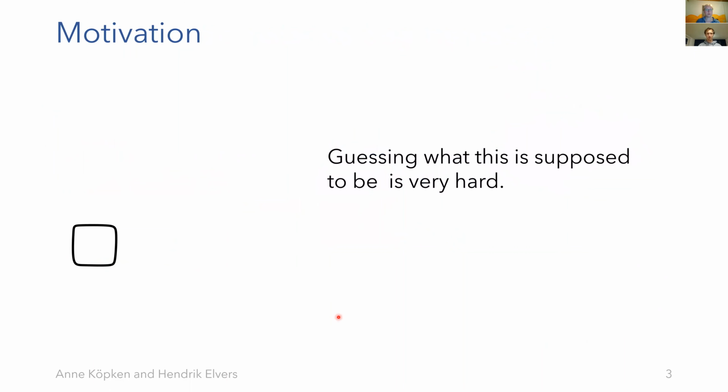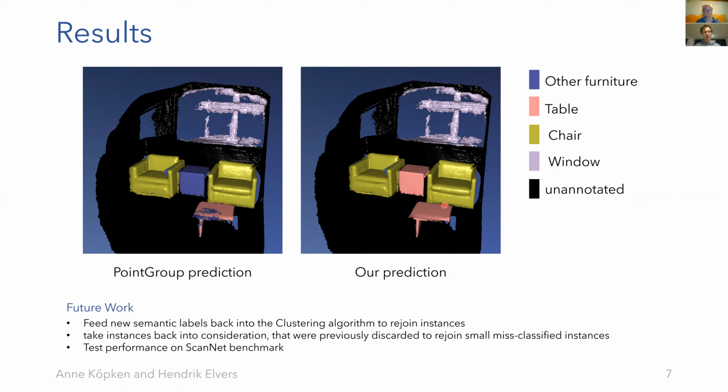For our future work, we want to feed in the new classifications from our network back into the clustering algorithm, because this way we can improve the instance scores for the cases where the instance was cluttered, and we can actually increase the prediction of the instance shape itself.